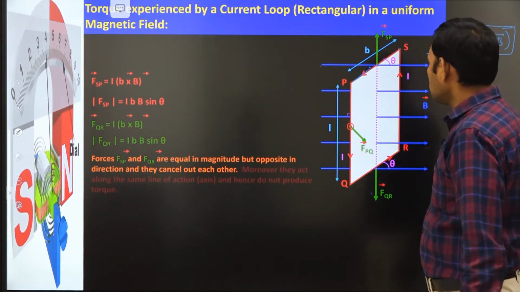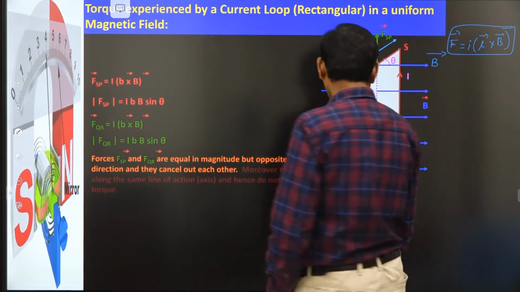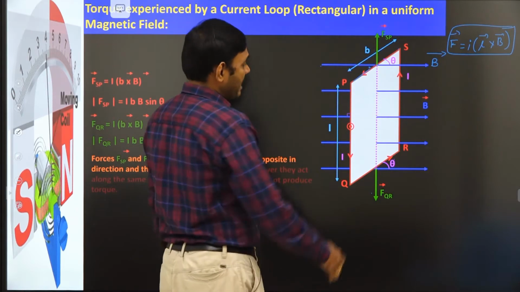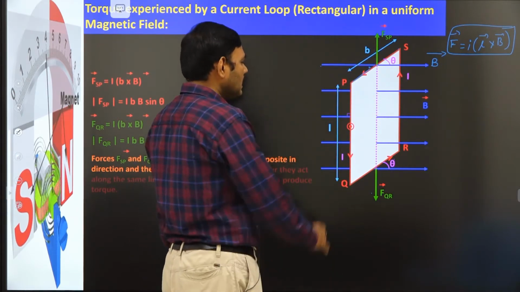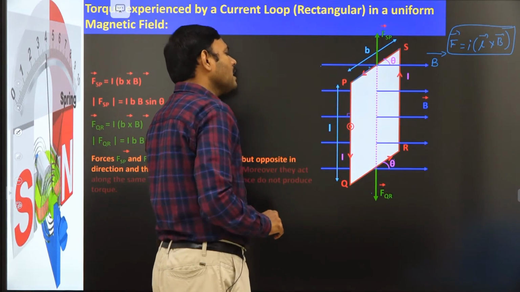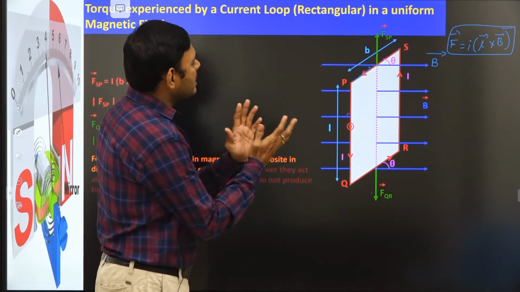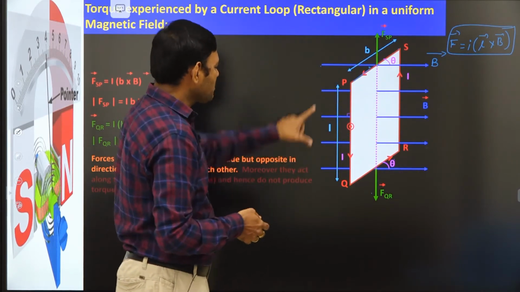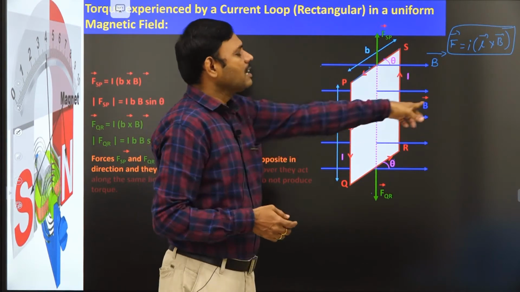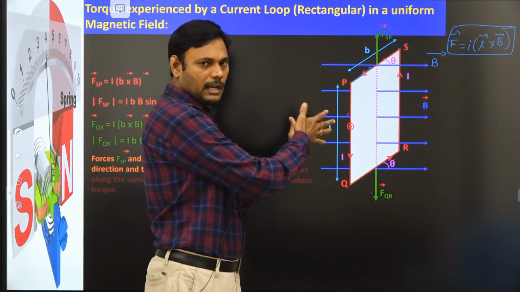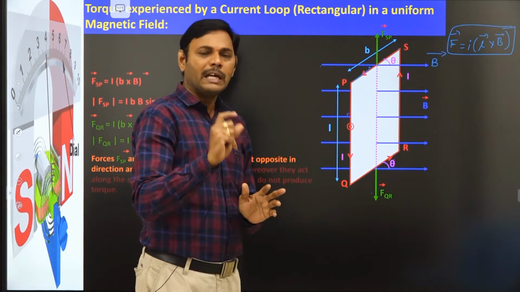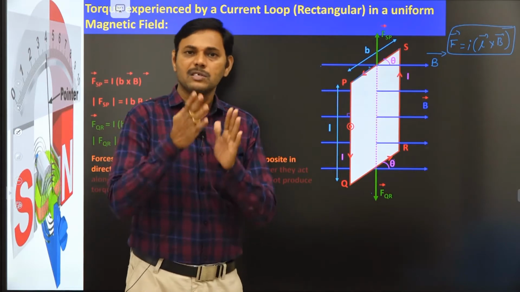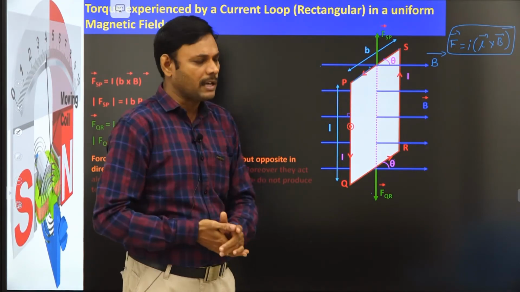Now comes the next one. Next we have to find the force acting on the PQ arm, that is our aim. What is the force acting on the PQ arm? Length is l, and the angle between this PQ and the magnetic field is considered to be 90 degrees because PQ is in the y direction and the magnetic field is along the x direction. In the diagram you are observing the magnetic field is parallel to the x axis, whereas PQ of the rectangular coil is in the y direction, obviously the angle between them becomes 90.